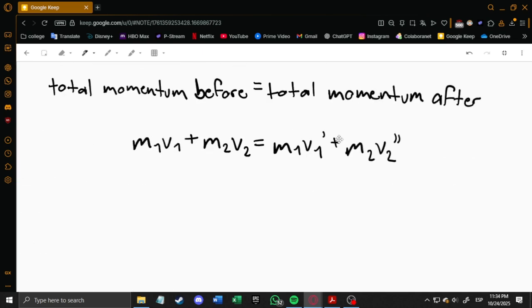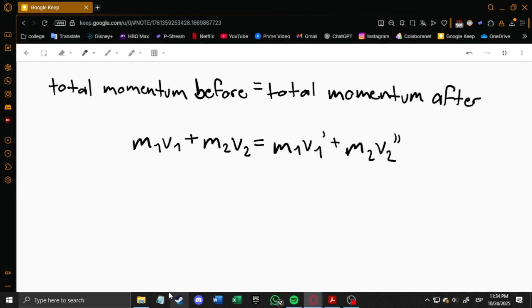Now, okay, this is called the law of conservation of momentum, and it says that the total momentum before the crash is equal to the total momentum after the crash. This is the formula, and this is one of the coolest laws in physics. It says that total momentum in a system stays the same no matter what, if no external force acts on it.